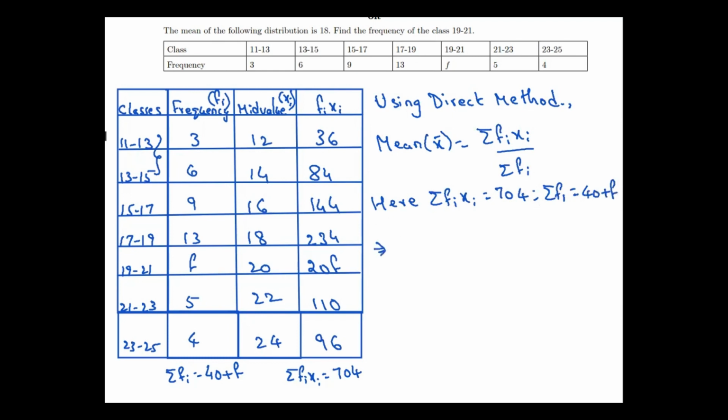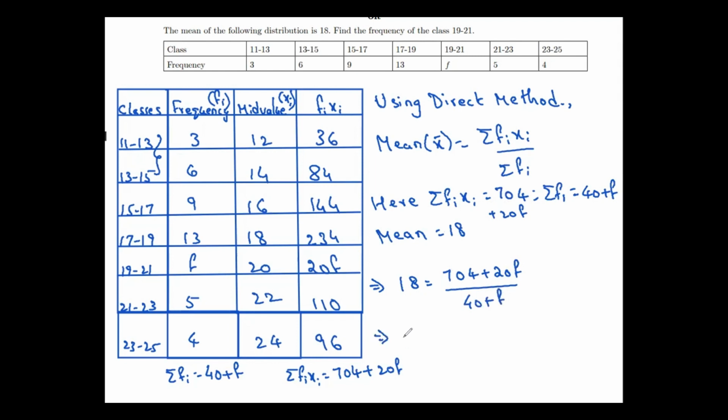And remember one thing, already they gave the mean value, which is 18. Even that we have to use here. So in place of mean, I'm writing 18. Sigma fi xi is, oh, 704 plus 20f. I forgot to include even this. So 704 plus 20f by sigma fi, how much? 40 plus f.